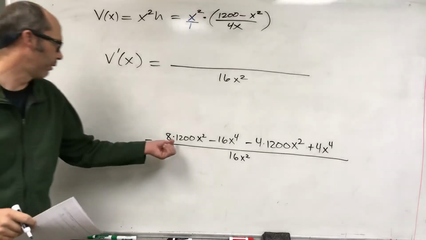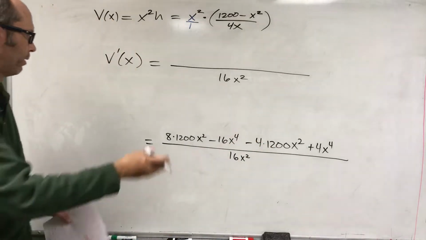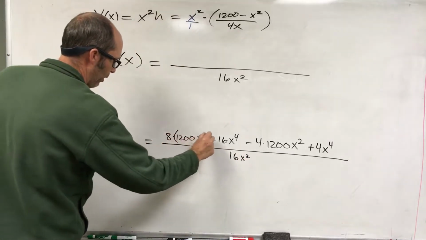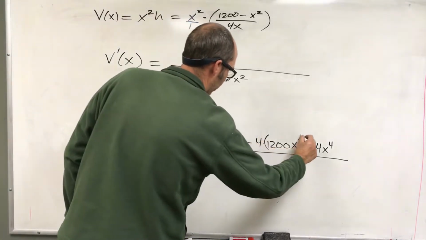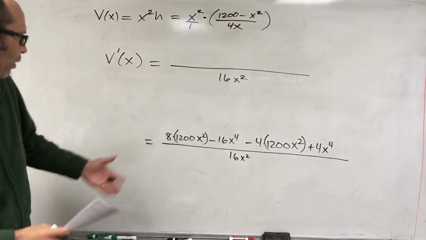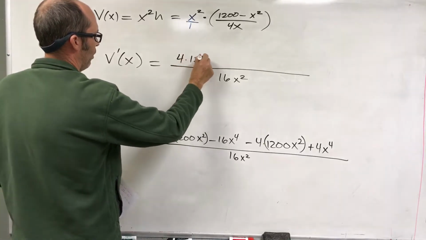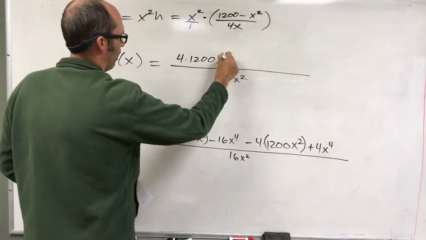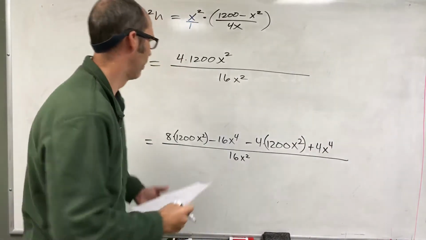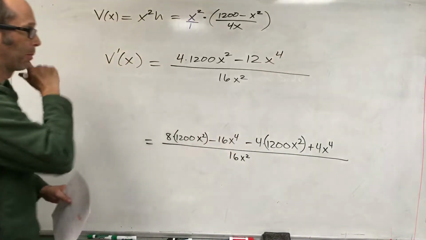So now you can see why I left that 8 times 1200 and the 4 times 1200, because they're like terms anyway. So you can think of it as the like terms are this piece there, and now 8 minus 4 is 4, so we have 4 times 1200 x squared minus 16 plus 4 is a negative 12 x to the 4th.